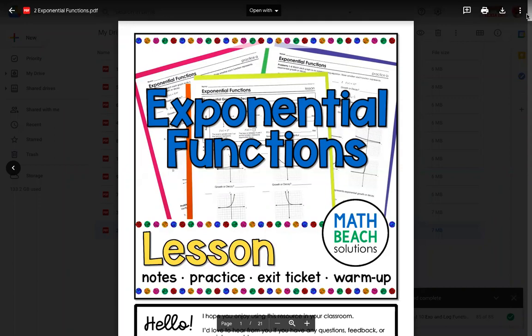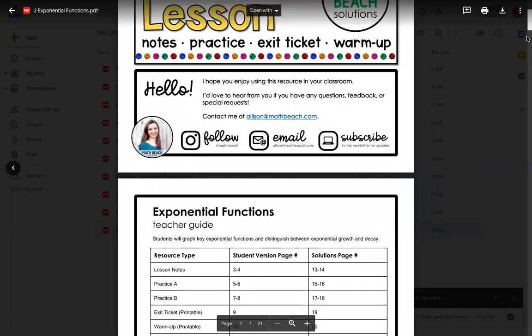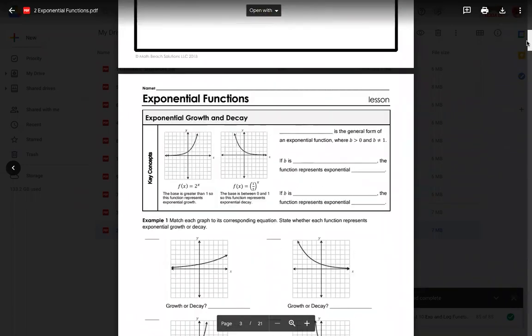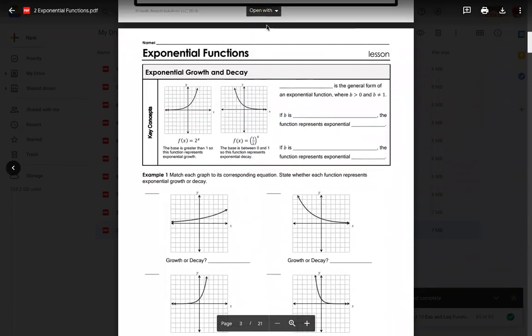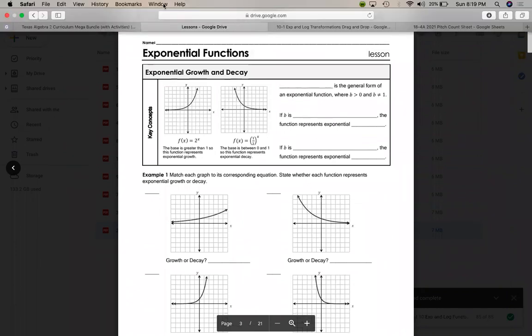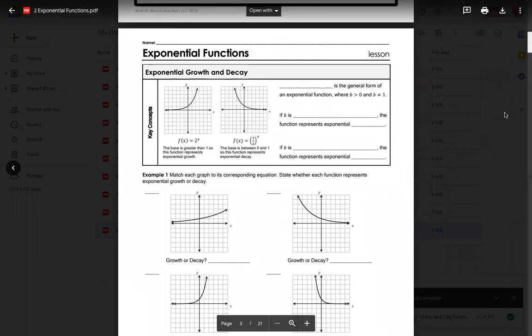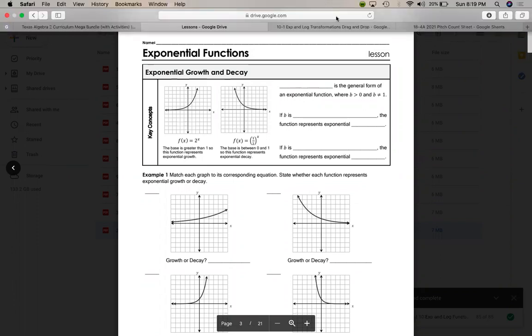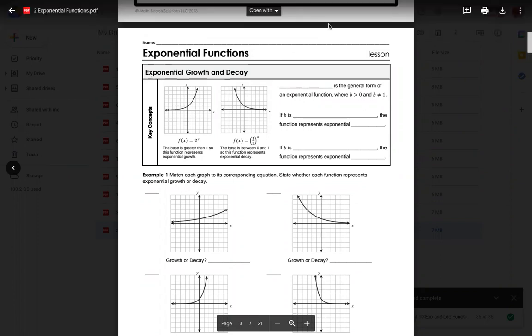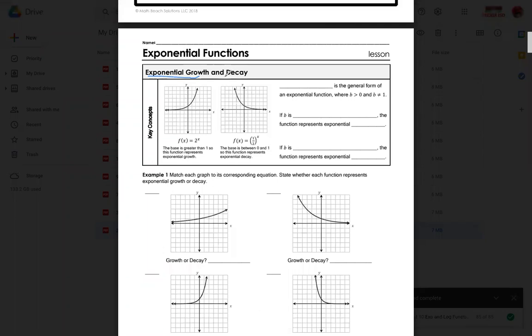Exponential functions is what we're going to start with this lesson. So we'll go ahead and jump right into it. Now, understand exponential functions aren't really too bad. You have two different types right here: exponential growth, and then exponential decay. It's pretty easy to understand what the difference of the two is.